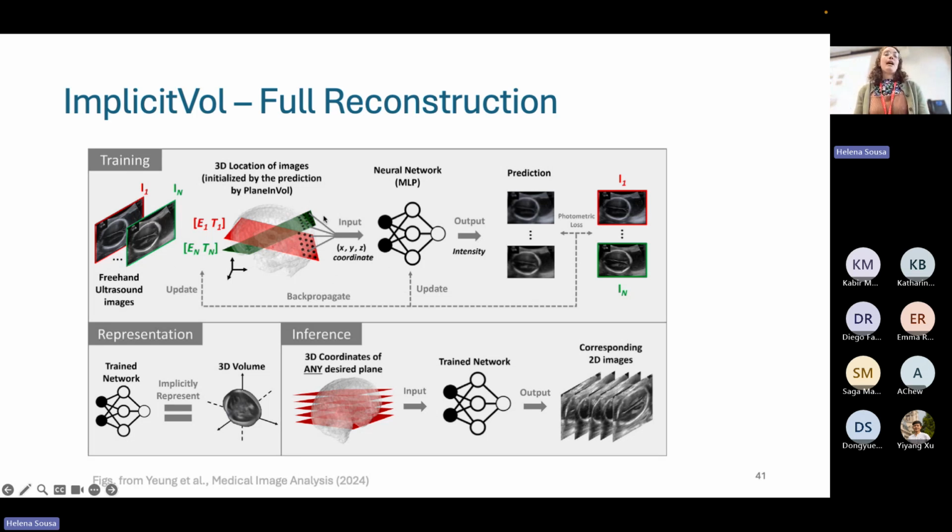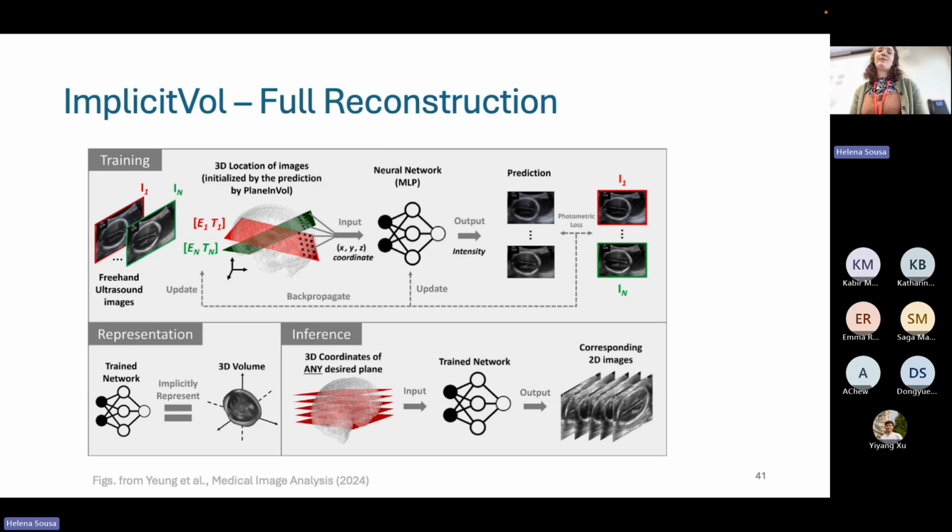I won't go into very many details, but very briefly, effectively, what this looks like during training time is you have your set of ultrasound images, then PlaneInVol generates the prediction of where these are located in 3D. The coordinates for every input are then rotated, and these coordinates are used to train an MLP to output intensity values for every location. So you can then query any coordinate and find out the intensity value if it's been trained. And they also look into fine-tuning PlaneInVol for every subject during training, so effectively updating both networks, the localization one and the MLP.